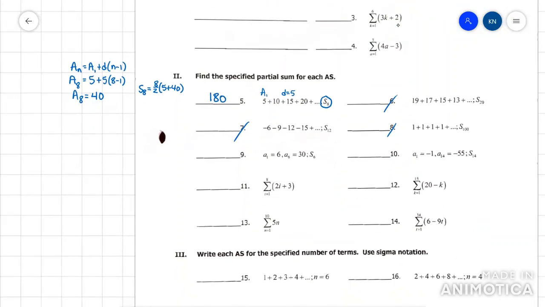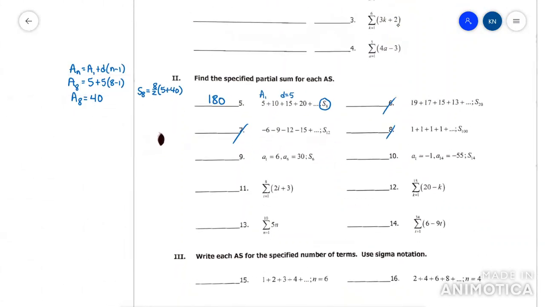Now let's look at number 9. Number 9 is probably a little easier for you. So basically you want the first 6, right? Well, that's n gets repeated, and it's your first plus your last. So it's just 6 over 2 times 36 essentially, which is 108.